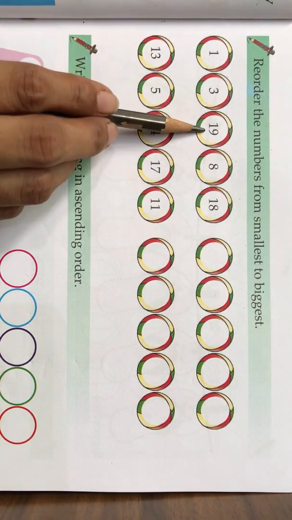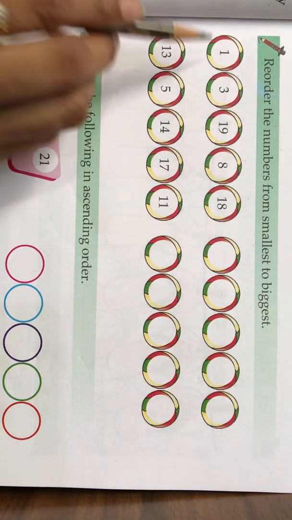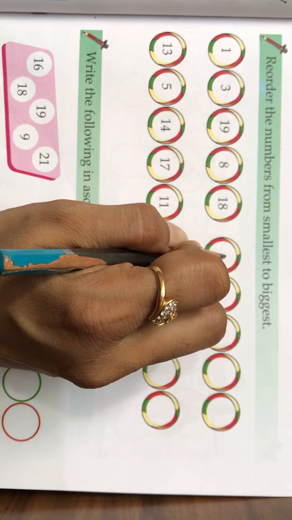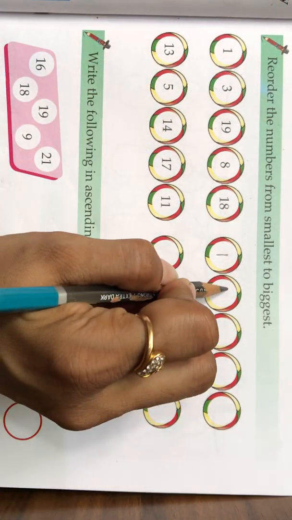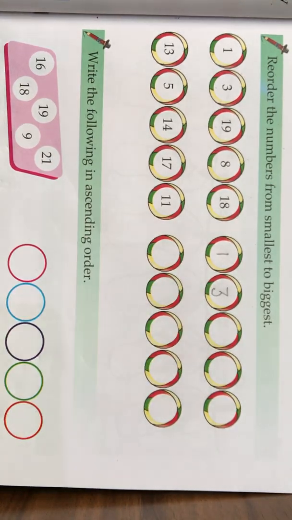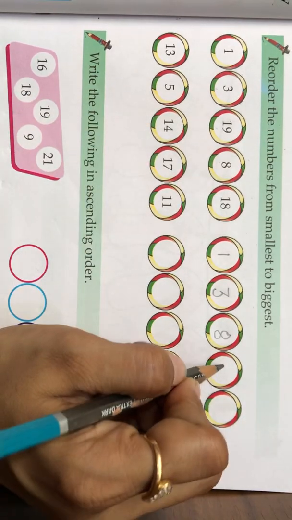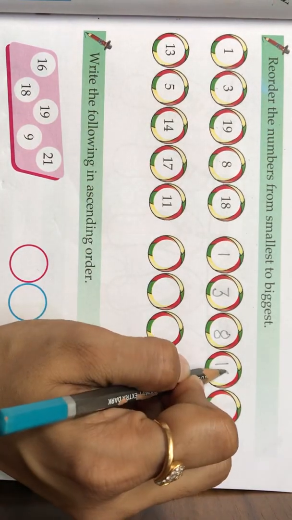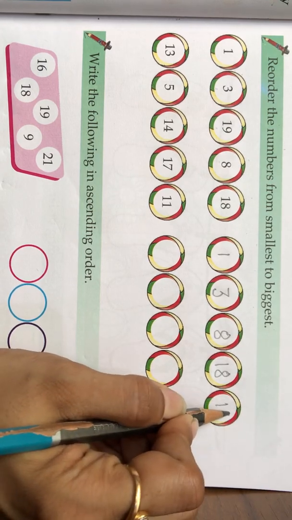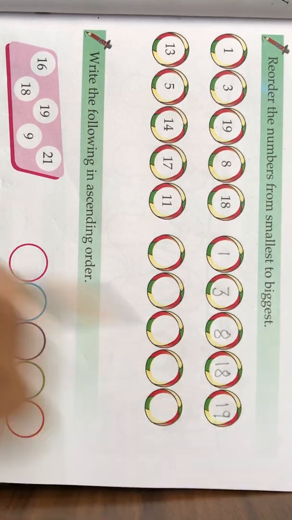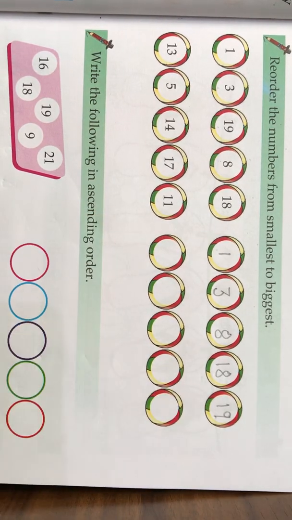1, 3, 19, 8, 18. Which one is the smallest number, children? 1. Then 3. After 3, 8. After 8, 18. And then after 18, 19. It is called ascending order. Smallest to biggest.